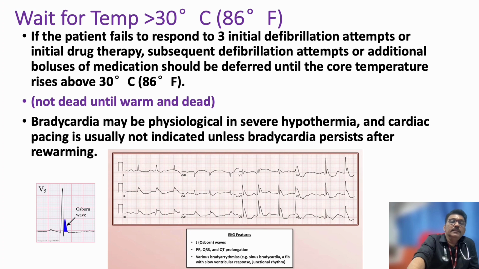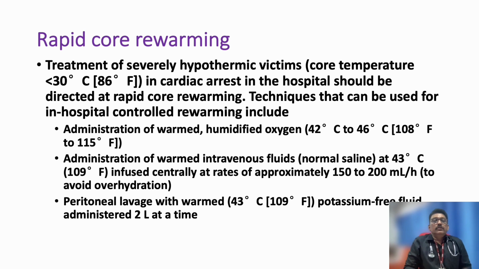This is one ECG finding, that is Osborne waves. You can see the J point itself is elevated. That is a classical finding seen in hypothermia. It is not a finding seen in drowning itself. If the drowning leads to hypothermia, you can get bradycardia and this type of findings. So rapid core rewarming, we have seen the techniques. There are a lot of techniques to do this. You can give humidified warmed oxygen, warmed intravenous fluids, peritoneal lavage. All these things can be tried.